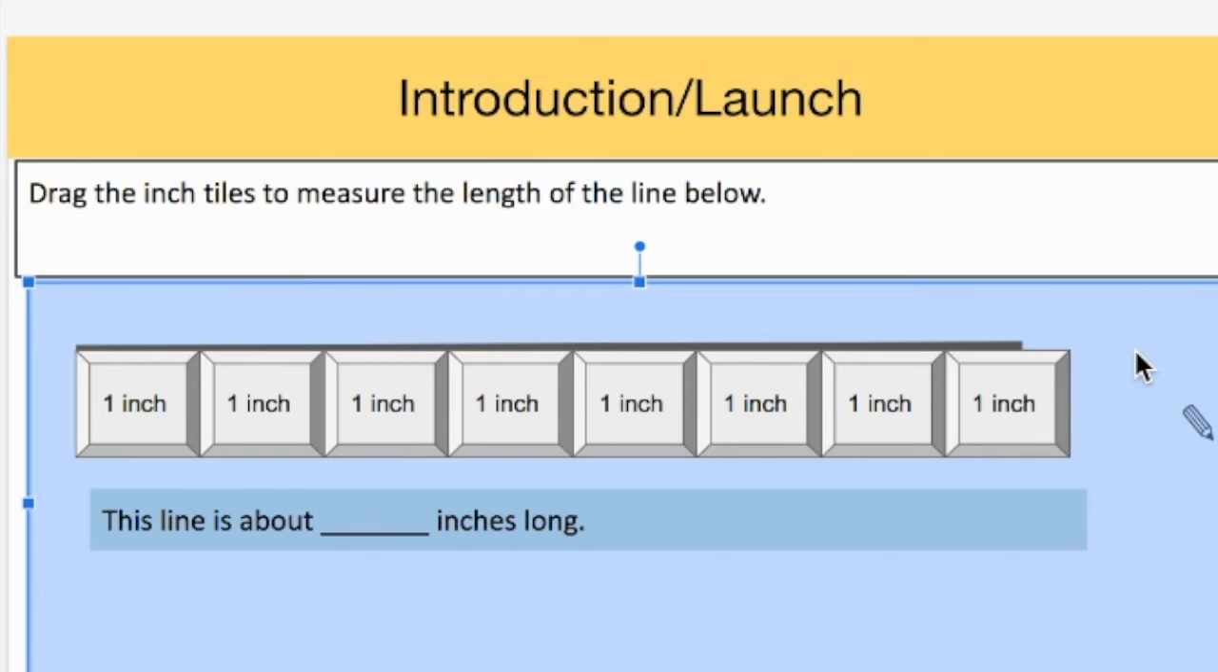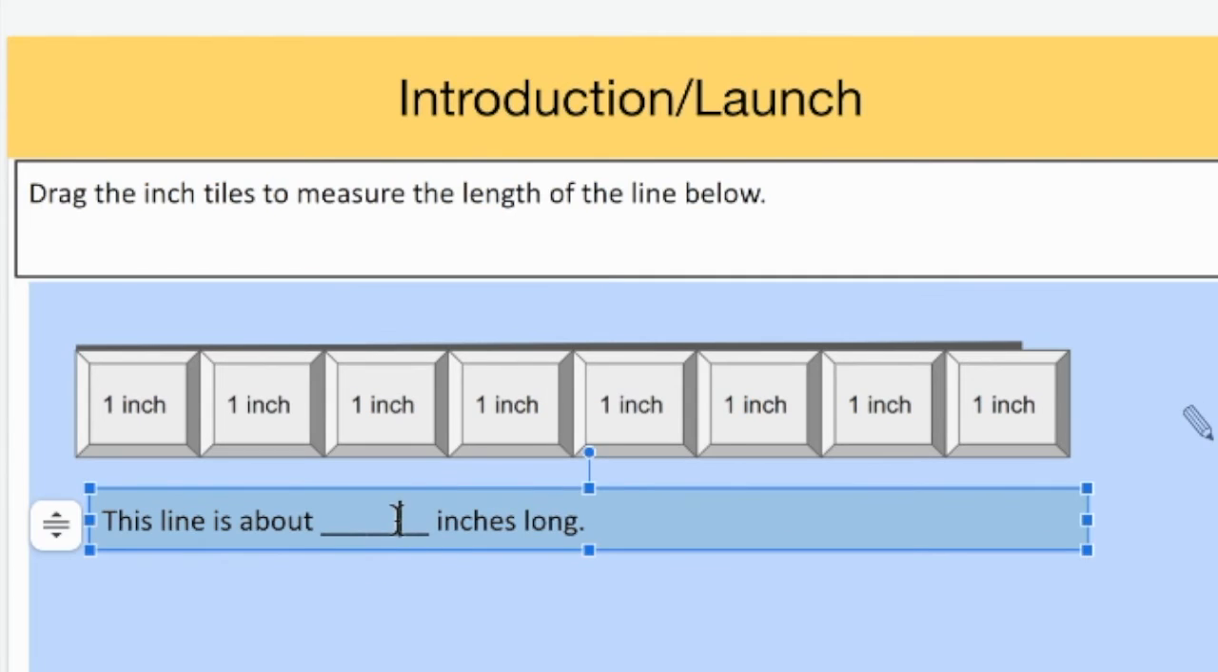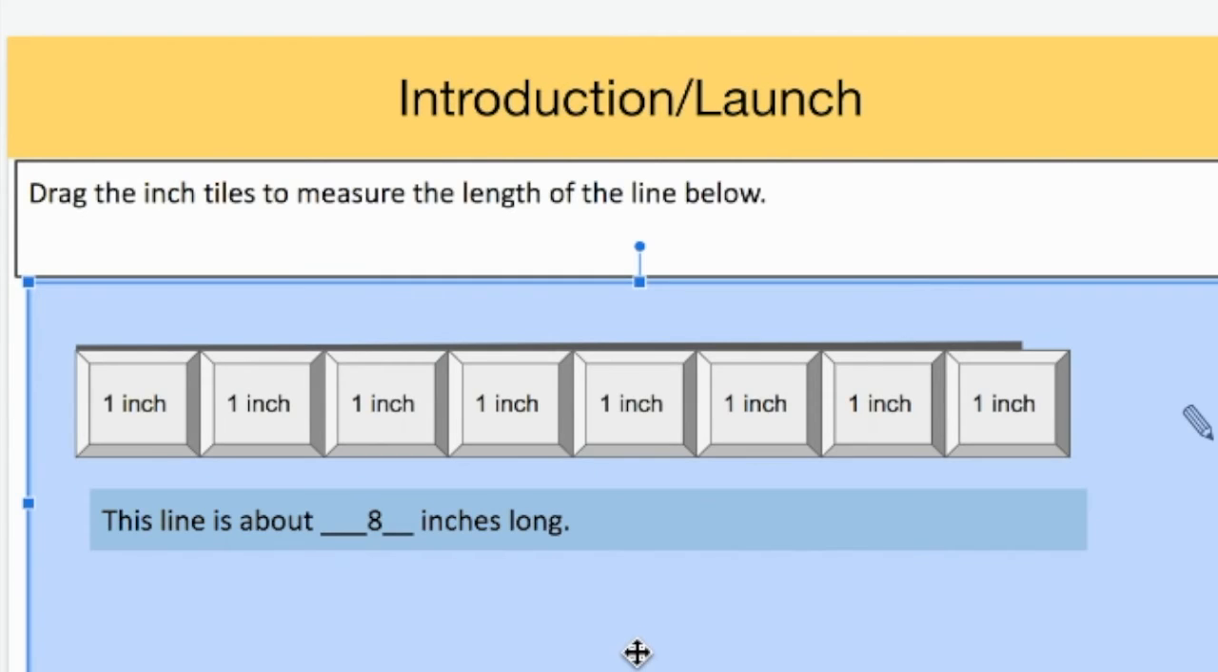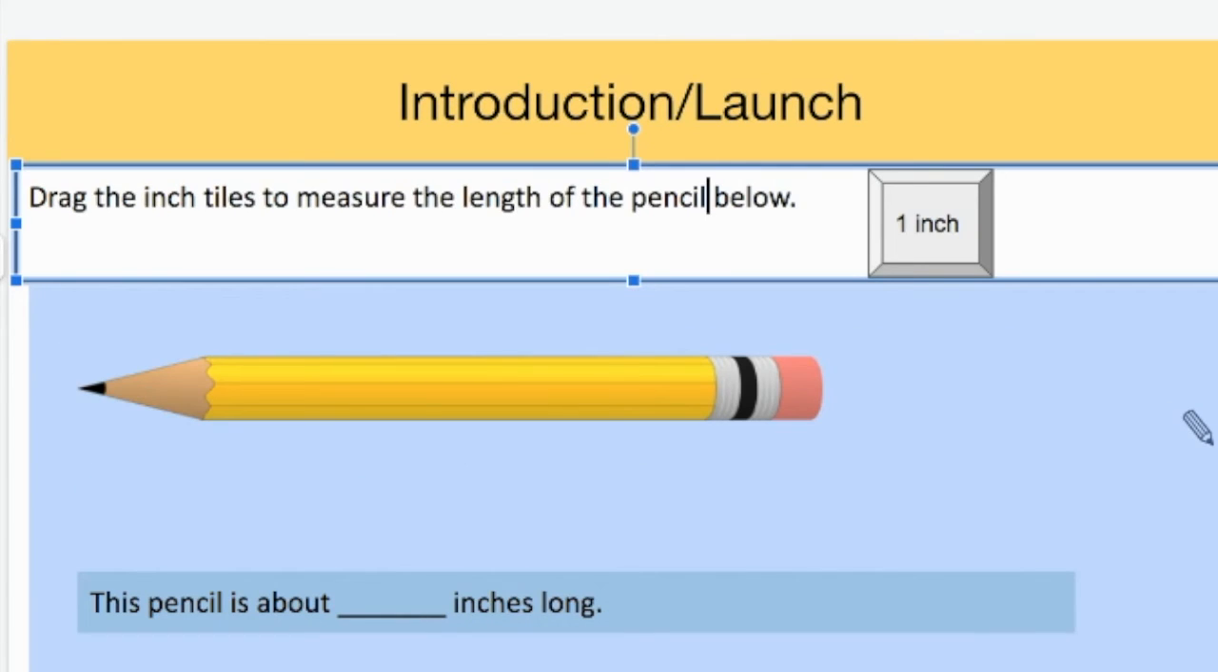Look at that. The black line is about 1, 2, 3, 4, 5, 6, 7, 8 inch tiles long. And the reason why we use that word about is because we're estimating. Notice that the last inch tile is slightly longer than the black line. So it's not an accurate measurement, but it's close. So I'm going to type in here 8 inches long, right? 1, 2, 3, 4, 5, 6, 7, 8. Awesome. Let's try another example from today's lesson.